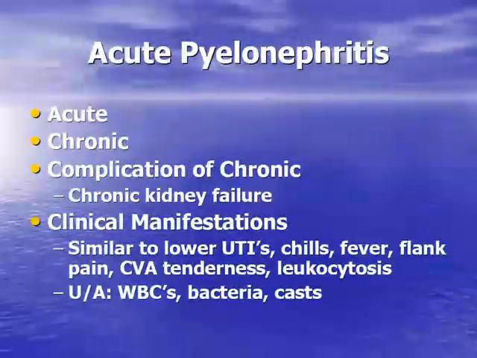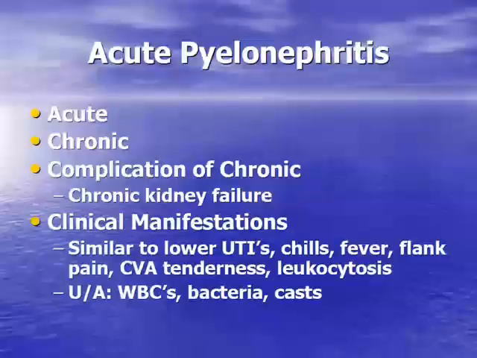Patients may have acute or chronic pyelonephritis. Patients that have different types of chronic kidney disorders may experience this. The problem with pyelonephritis is that the patient can develop chronic kidney failure, and the symptoms will be very similar to a lower urinary tract infection, but typically they will also have a high fever, chills, flank pain, costovertebral angle tenderness, leukocytosis, and on the urinalysis, elevated white blood cells, bacterial counts, and casts will be noted.